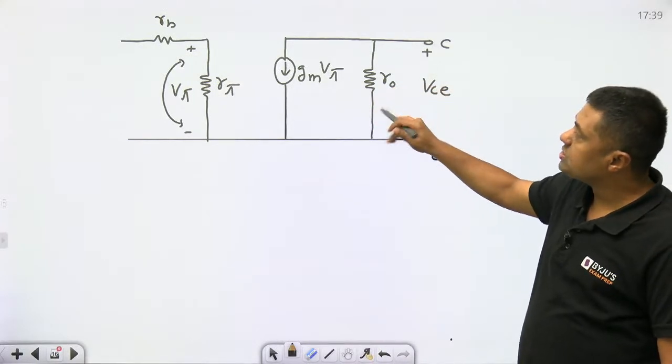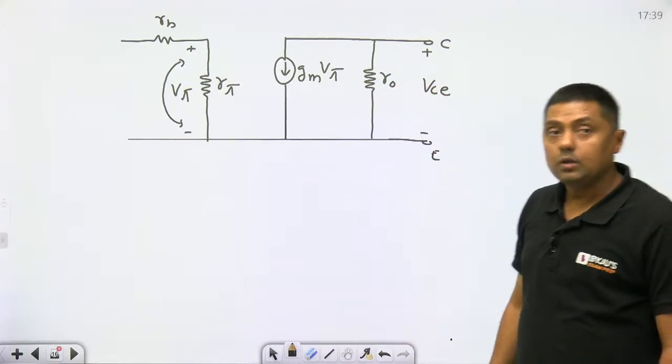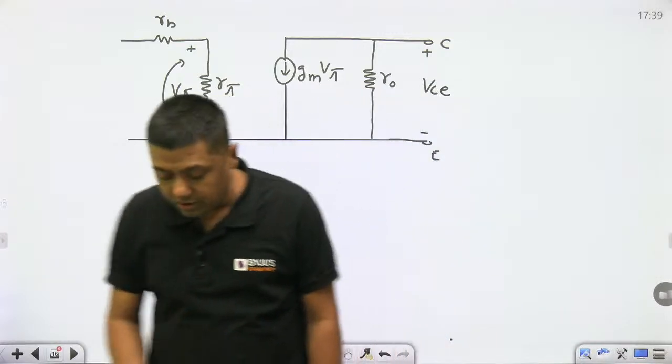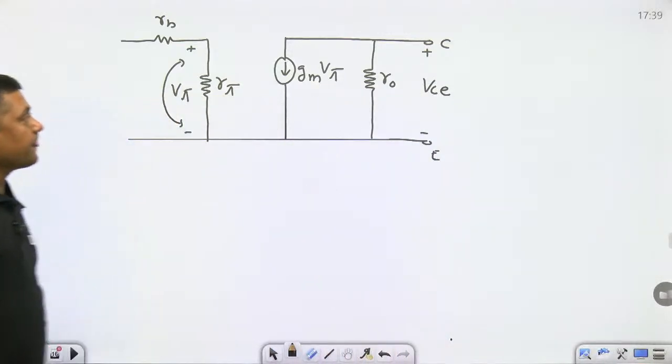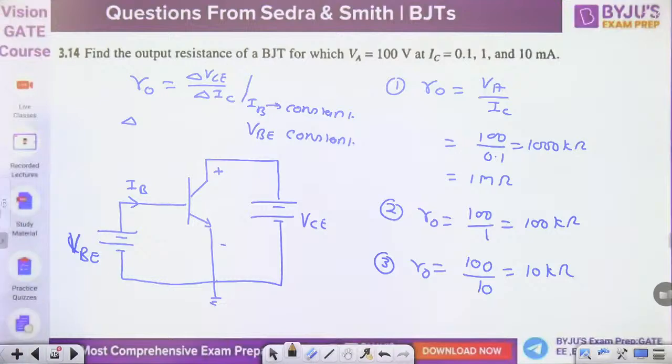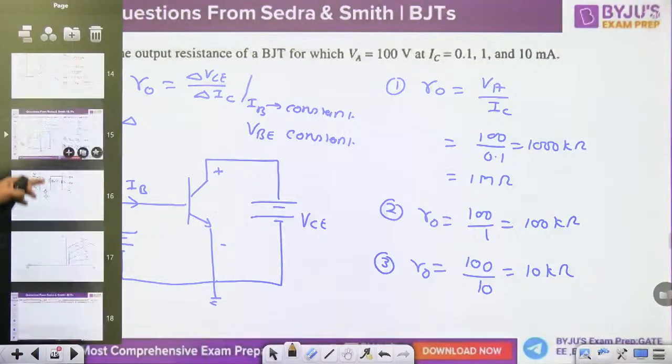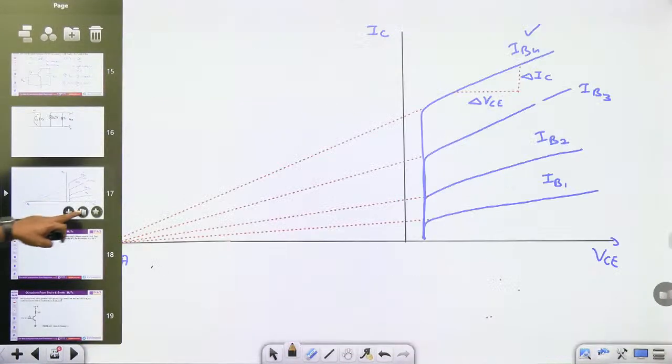If you want to use this model, you have to find the R0. In a numerical, if the early voltage is given, then you can find the R0 here. So that is the diagram. Now, this question is over. Next question again depends upon this diagram, the early effect.